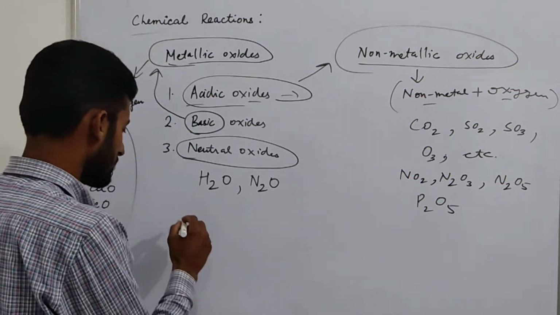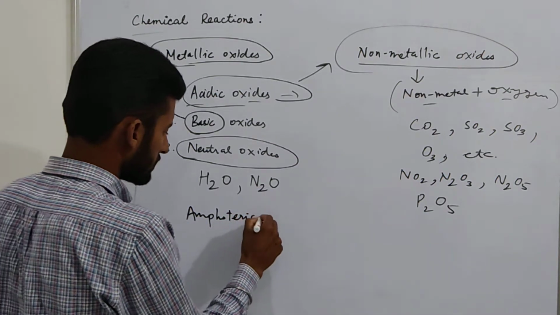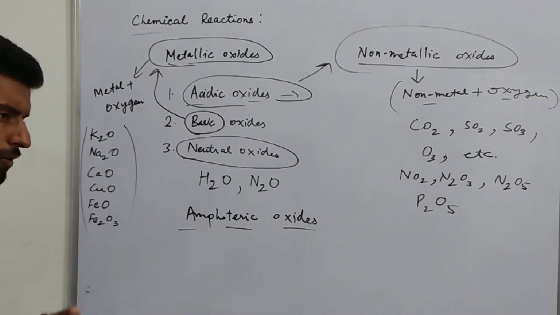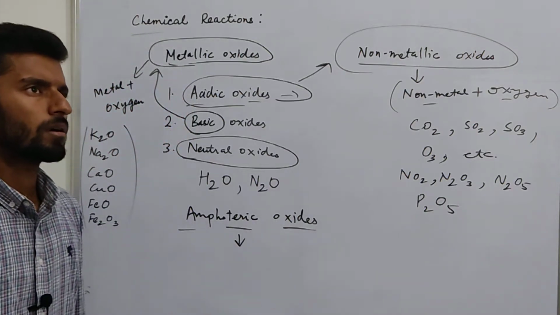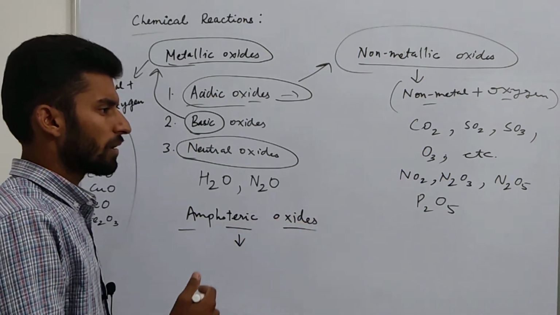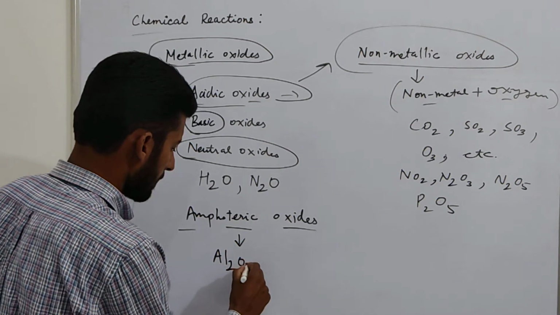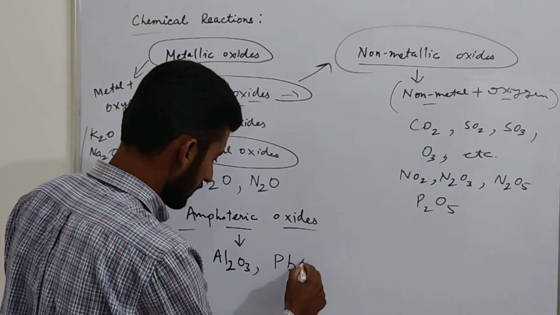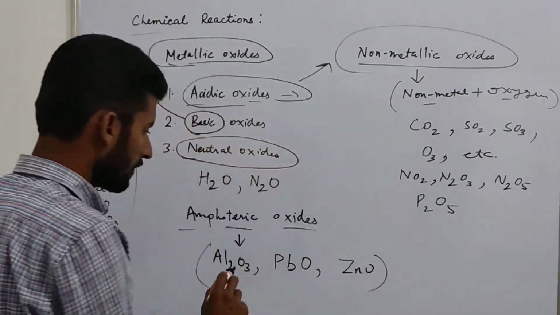One more type of oxide behaves as acidic in some cases, while in some cases it behaves as basic. So the oxides which show dual nature, when combined with a base they behave as acids, and when an acid combines with them, they behave as bases. Those are known as amphoteric oxides, and examples of amphoteric oxides are generally three: aluminium oxide, lead oxide, and zinc oxide. Clear?